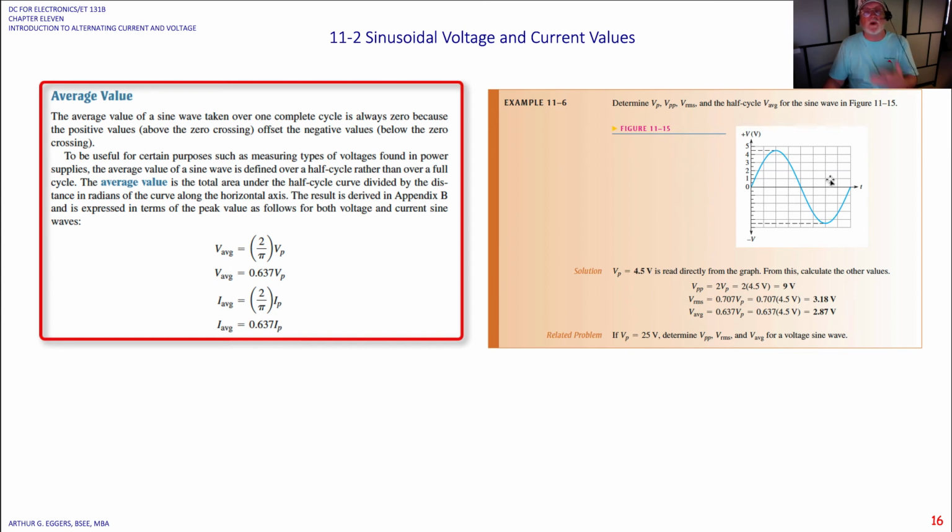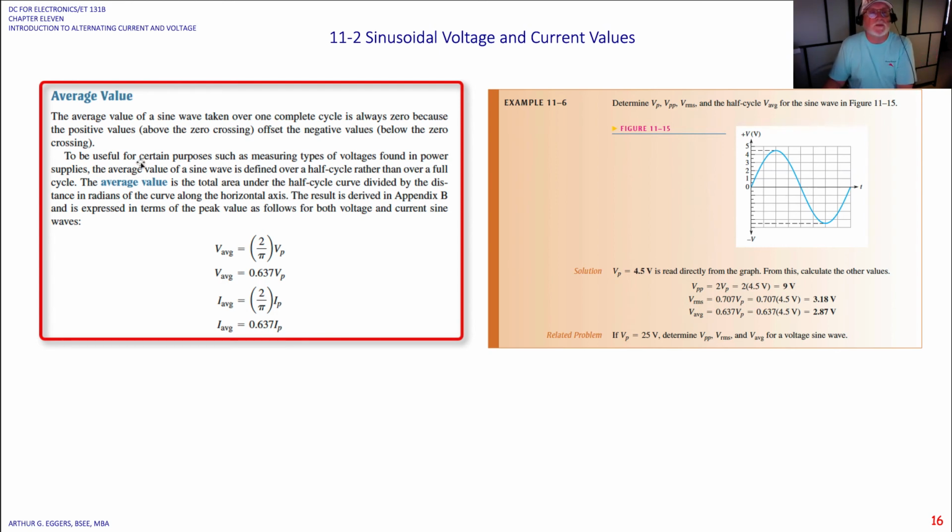So there's got to be some way that I can come up with an average value. Well, there is. We're going to show it mathematically. Again, this is based in calculus, but we're just going to give you the end result here. If you're interested, go out and look online. You will see how it's done using the calculus. So to be useful for certain purposes, such as measuring types of voltage found in power supplies, the average value of a sine wave is defined over only half of the cycle. Because if you try to do it for both positive and negative, it's going to come out to zero.